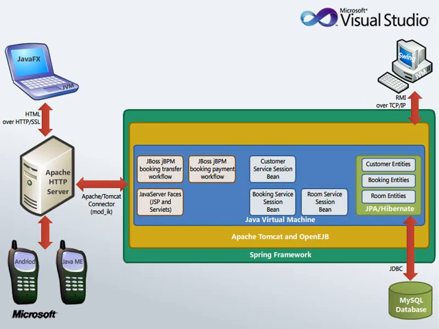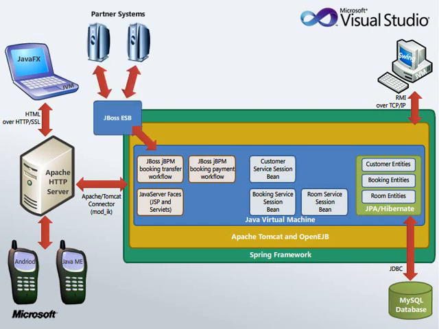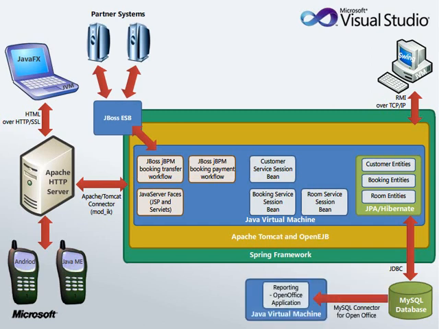This process also involves exchanging data with external systems belonging to other partner hotels and is managed by using JBoss ESB. The reporting elements of the system are handled by using the OpenOffice suite to connect directly to the database through the MySQL connector. The batch processing requirements are implemented by using a set of custom standalone Java applications that initiate a set of background tasks.